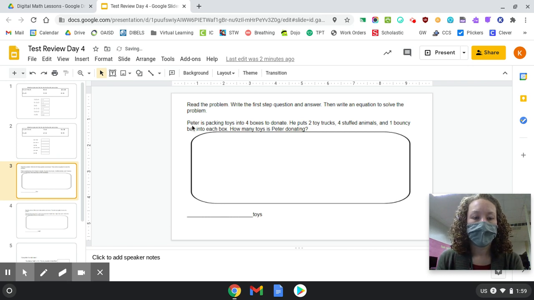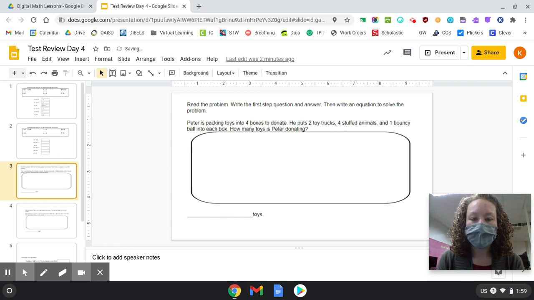So here we go. Peter is packing toys into 4 boxes to donate. He puts 2 toy trucks, 4 stuffed animals, and 1 bouncy ball into each box. How many toys is Peter donating? So I'm noticing these numbers go together. All these things he's putting into the box. 2 toy trucks, 4 stuffed animals, and 1 bouncy ball. I need to figure out how many toys that is. How many toys are going into each box first? Then I can multiply that by 4 boxes to get the total.